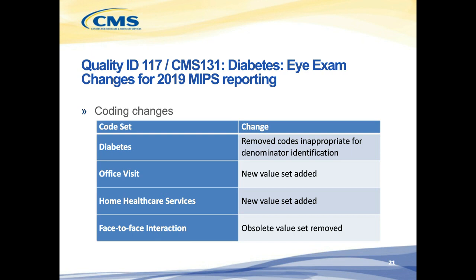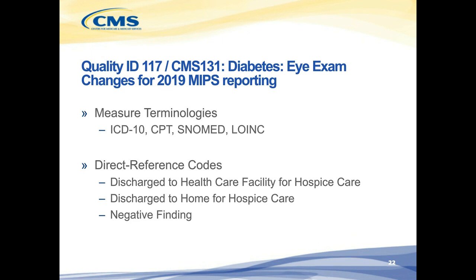The measure terminologies are the same as the previous measure. We use ICD-10, CPT codes, SNOMED codes, and LOINC codes. As far as direct reference codes, we have discharge to healthcare facility for hospice care, discharge to home for hospice care, and a negative finding direct reference code. That negative finding is specific to the piece of the numerator where we're looking at exams that took place in the previous year, and no indication of retinopathy was found. That's how that direct reference code of negative finding is used in this measure.